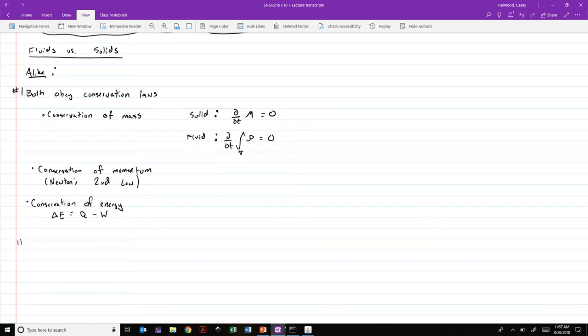Number two, and I'm going to abbreviate this a little bit, is the idea that they are both continuum materials. Now what I mean by continuum is that they obey what we call the continuum hypothesis. We know that everything's made up of little bits of matter, whether atoms or molecules, however you want to describe it.